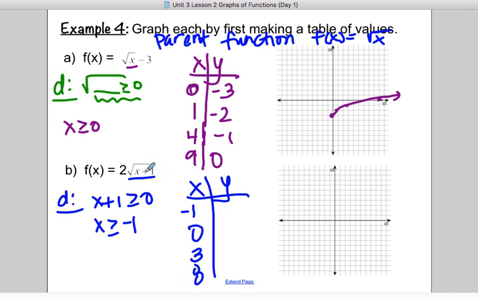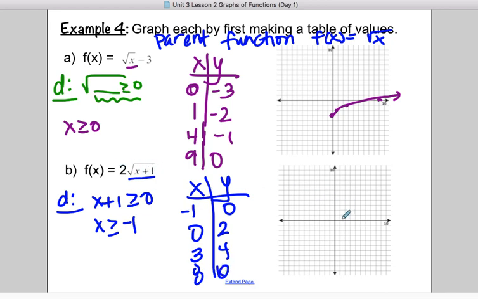Okay. So moving on, I'm going to plug these numbers in. Negative 1 plus 1 is 0. The square root of 0 is 0. 0 times 2 is 0. I plug in 0. 0 plus 1 is 1. The square root of 1 is 1. 1 times 2 is 2. Okay, plug in 3. 3 plus 1 is 4. The square root of 4 is 2. 2 times 2 is 4. I plug in 8. 8 plus 1 is 9. The square root of 9 is 3. 3 times 2 is 6.